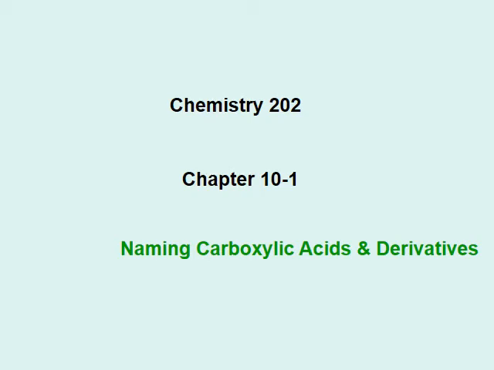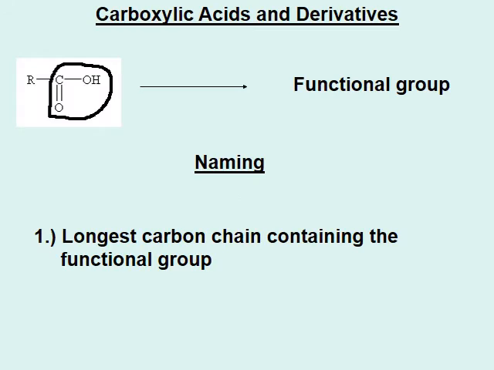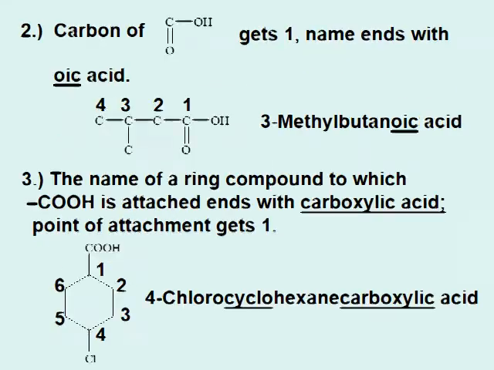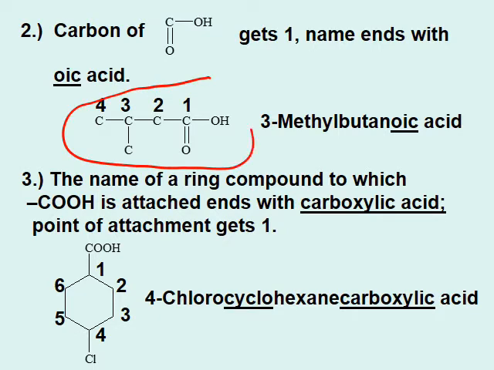In this section of chapter 10, we'll talk about naming of carboxylic acids and its derivatives. In naming a compound, again, just like before, you need to select the longest carbon chain that must contain the functional group. In this case, the functional group is C double bond OOH. So for example, if you're looking at this compound, the longest chain is this.